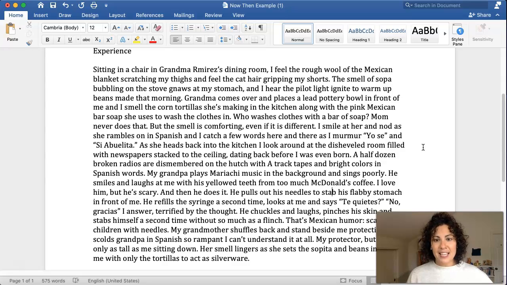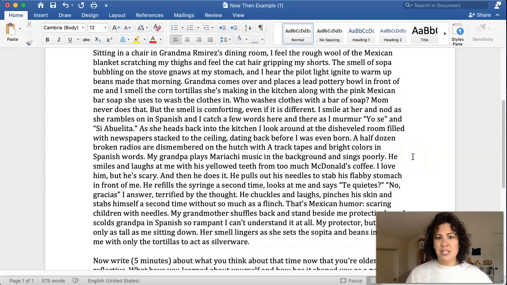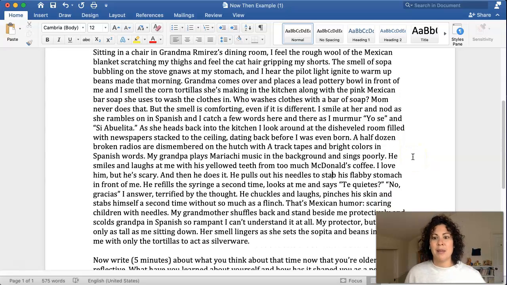As she heads back into the kitchen, I look around at the disheveled room filled with newspapers stacked to the ceiling, dating back before I was even born. A half dozen broken radios are dismembered on the hutch with 8-track tapes and bright colors in Spanish words. My grandpa plays mariachi music in the background and sings poorly. He smiles and laughs at me with his yellow teeth from too much McDonald's coffee. I love him, but he's scary.